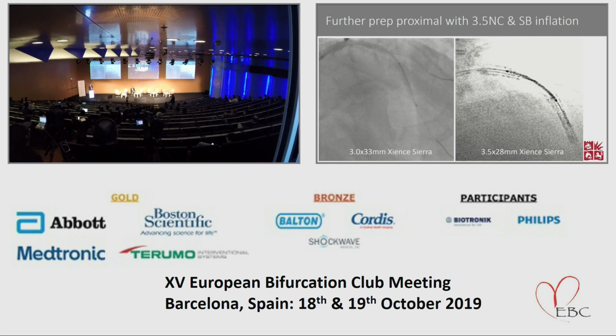Would avoid. Yeah, so it's a consequence. It was a consequence of predilatation and plaque redistribution, mainly, not the native lesion in the diagonal. And maybe some carina shifting.